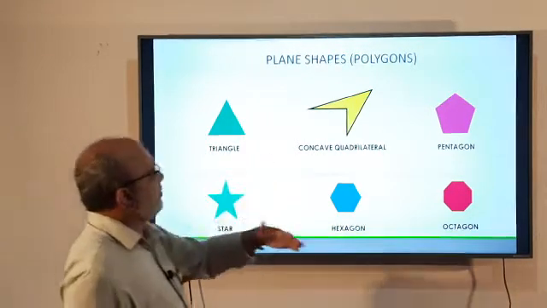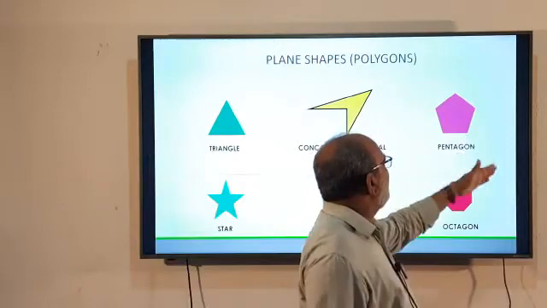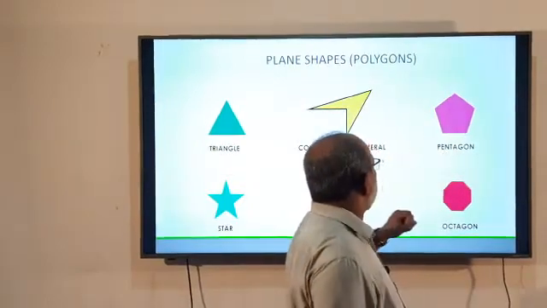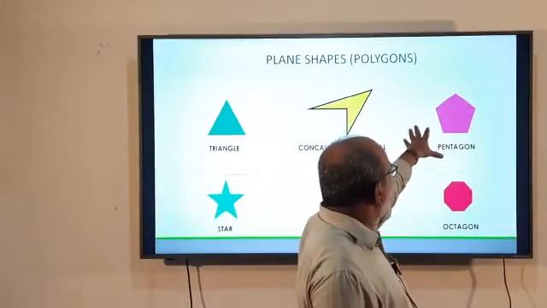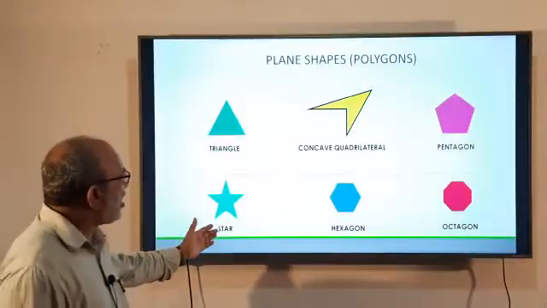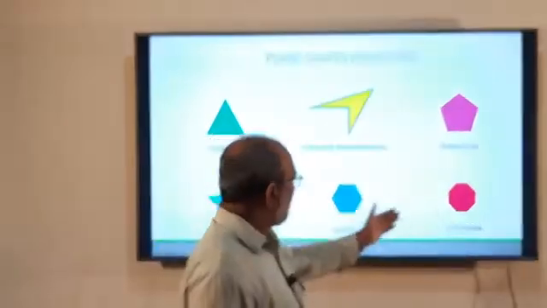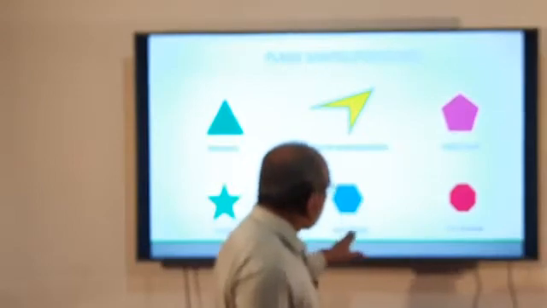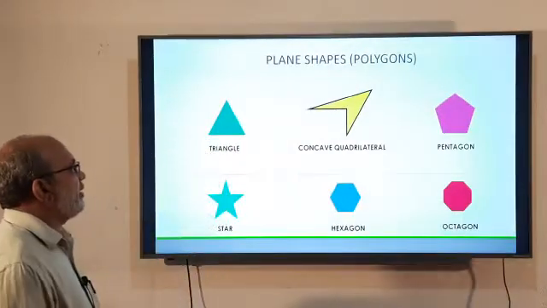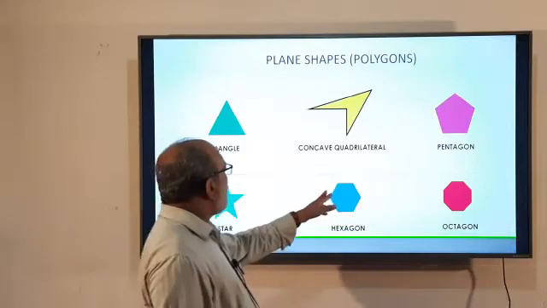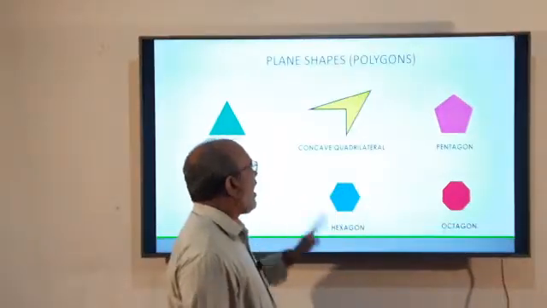Here we have a pentagon. A pentagon is 5-sided. Usually we consider it as regular, but by the name pentagon, it is not necessarily regular. It's just a pentagon with 5 sides. This is a star. Then hexagon and octagon. All these hexagons and octagons are regular. Why? Because they are equilateral and equiangular.